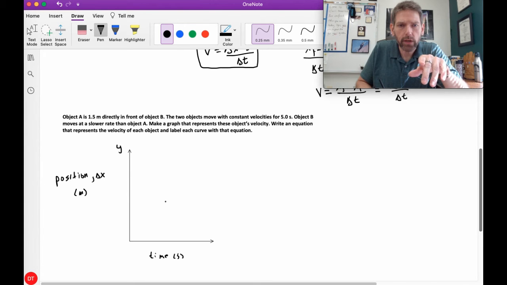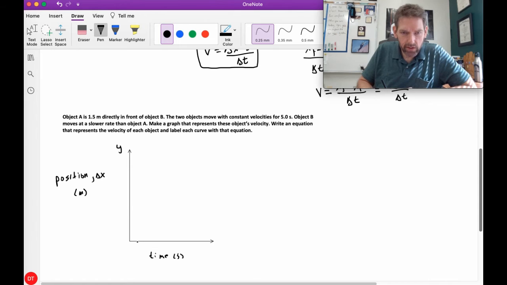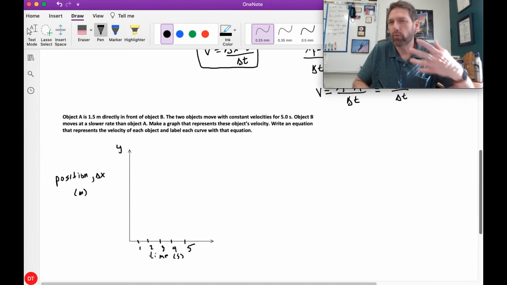All right, so it says the two objects move at constant velocities for 5 seconds. So what that says is, obviously I'm going to have 1, 2, 3, 4, 5. All right, and 1.0, 2.0, 3.0, 4.0, right? Pay attention to details, okay? And then A is 1.5 meters directly in front of B.